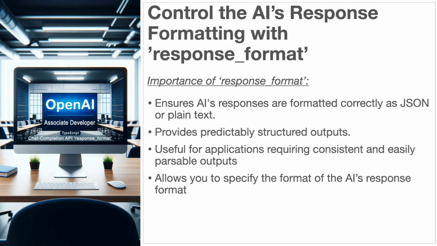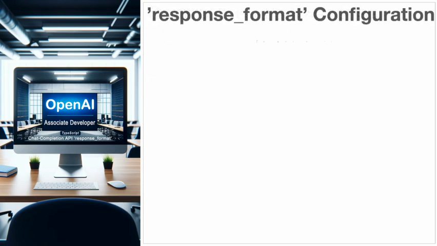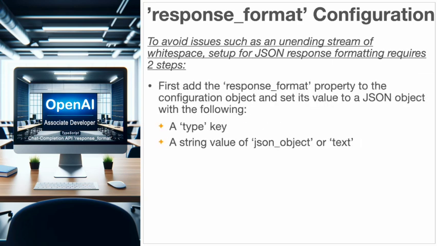To properly use the response format configuration property, there are two key steps needed to incorporate it into your code effectively. First, you will add the response format property to your configuration object. The value for this property is a JSON object which has type for the key and a value of either JSON object or text. Note, when using TypeScript, you cannot simply use a string for the value. Instead, you need to create a union variable. We will demonstrate this in our upcoming coding exercise.